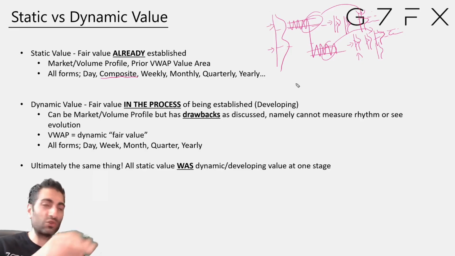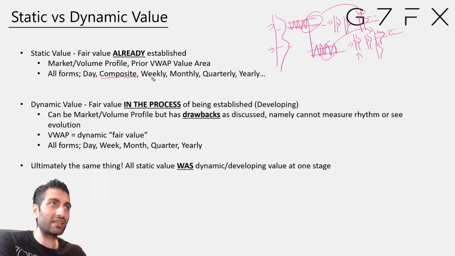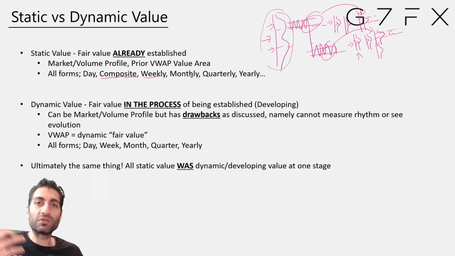And as I said to you, if you can't find any composite value areas, then you just use the prior day, right? So it's still static. And the same goes for the weekly. And that's my point. This weekly profile is still a form of static value, because what? It's sort of a volume profile.